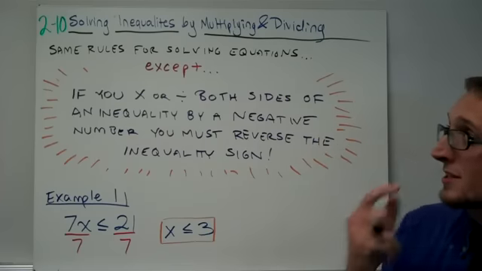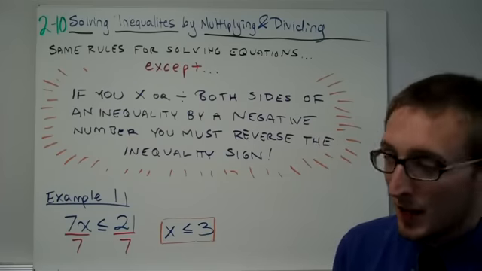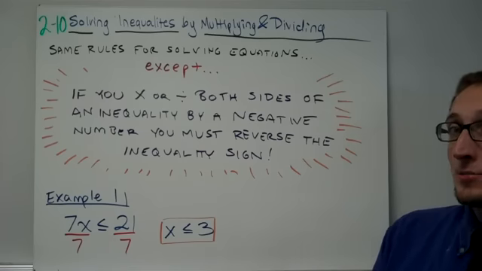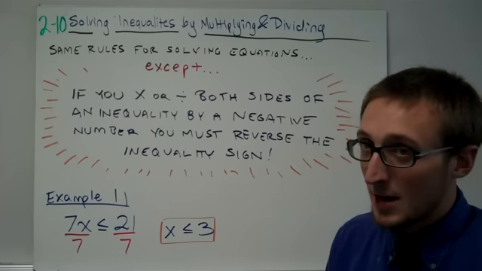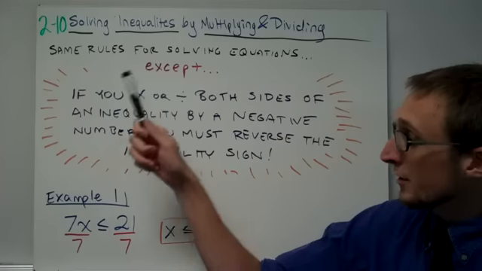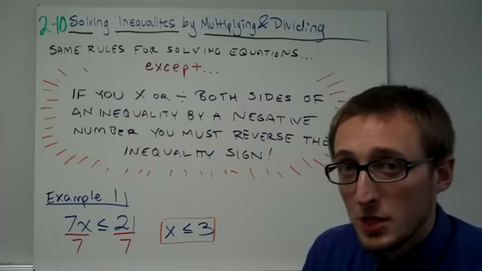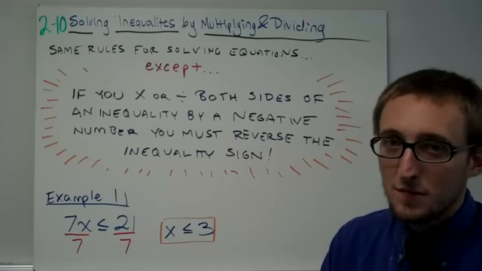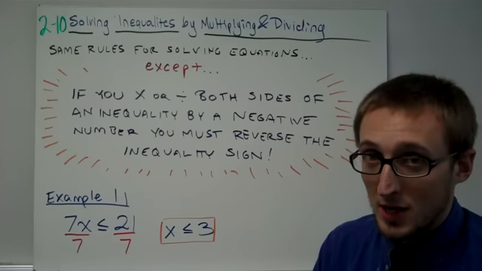Okay, Chapter 2, Lesson 10, Solving Inequalities by Multiplying and Dividing. Once again, like with adding and subtracting, it's almost the exact same rules for solving equations, except one giant rule. If you multiply or divide both sides of an inequality by a negative number, you must reverse the inequality sign.